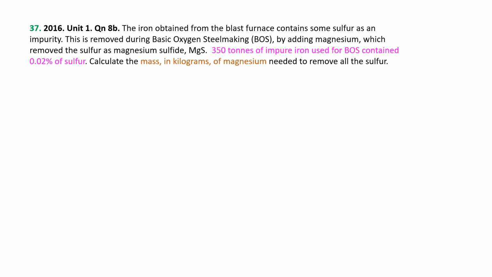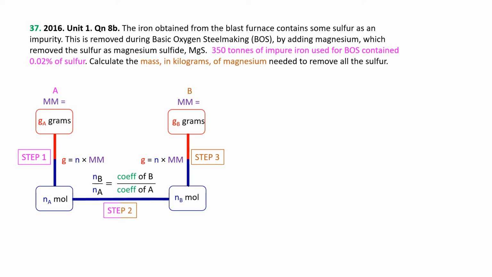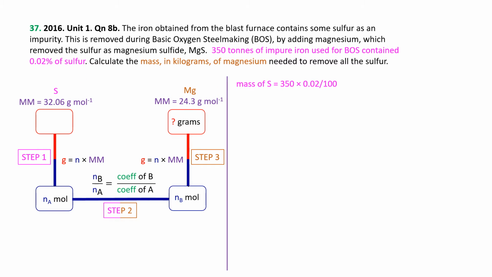Well, the first thing is we know about sulfur and we're asked about magnesium. So therefore, we assign things. There's the sulfur, is what we know about. Molar mass, there's the magnesium that we are asked about for the mass. Okay. Now, of course, trouble is, we don't actually know what to put in here for the sulfur. We know that 350 tons of the impure iron contain 0.02% of sulfur. So the first thing we can do is calculate the mass of sulfur, which is 350 tons times the 0.02%, which equals 0.07 tons or 70 kilograms.